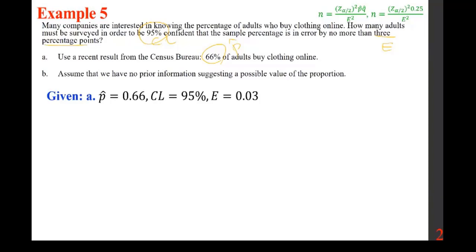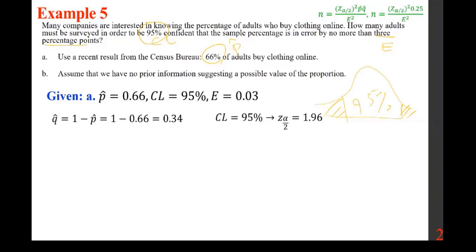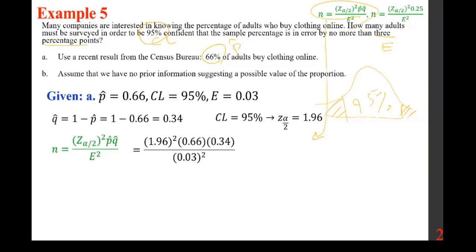For 95%, everybody remembers we use 1.96, right? So that's a common one. We are going to use that. So p hat is 0.66. We calculate the q hat. Confidence level of 95% gives us 1.96. We put all of that into the first formula. Z alpha over 2 squared is 1.96 squared. P hat, 0.66. Q hat, 0.34, or simply 1 minus 0.66. E, 0.03 squared. Do the math.